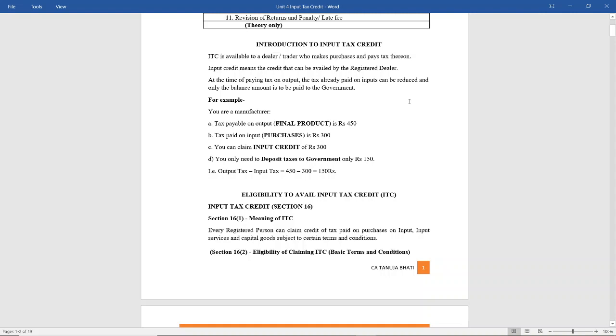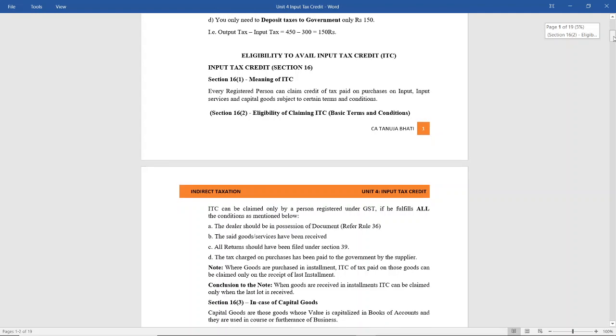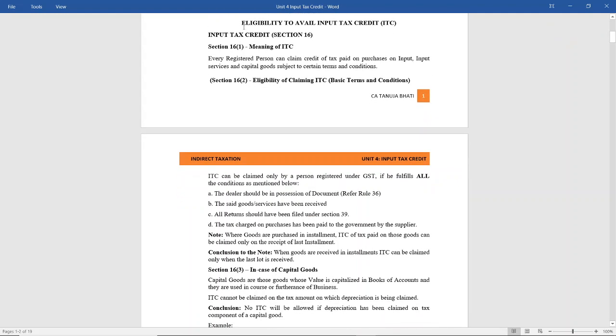So always remember, input tax is the tax that you are paying on your purchases and you're using this tax to pay your output tax to the government. Therefore, it is called input tax credit because you're getting the eligibility of credit. Now, can everyone avail the input tax credit? There are some eligibilities to claim input tax credit. Every registered person can claim, only registered person. Remember, only persons who are registered under GST can claim the credit of tax paid on purchases.